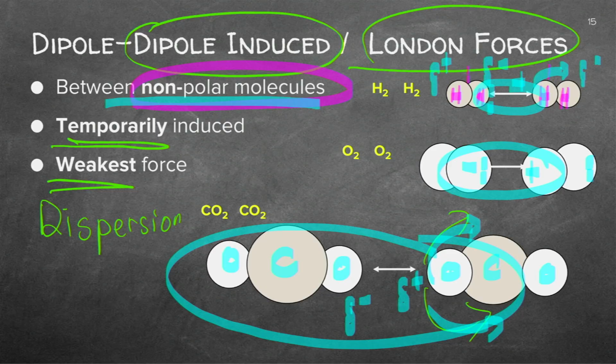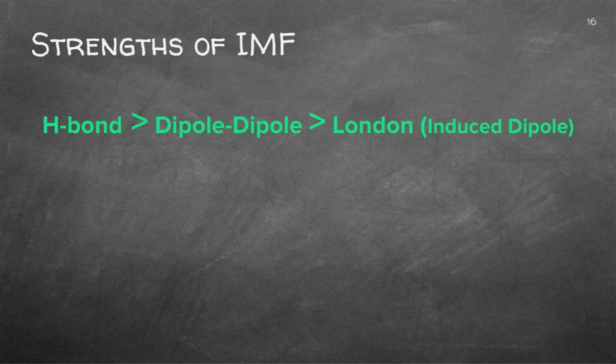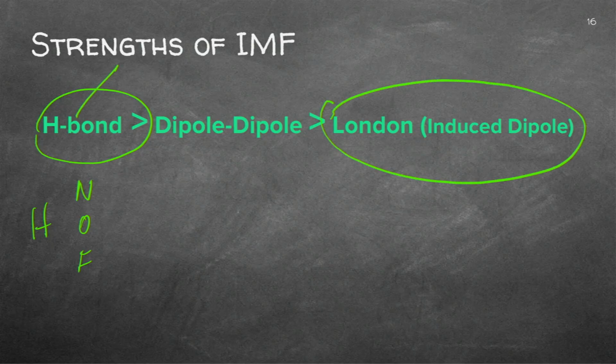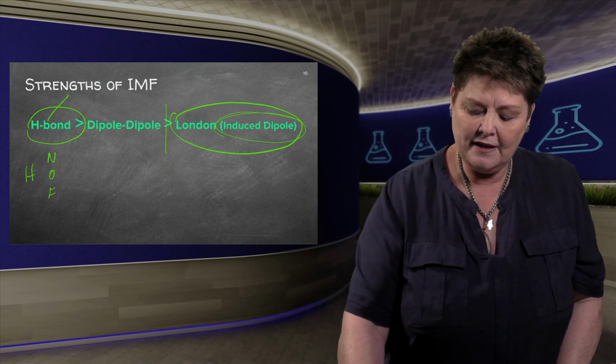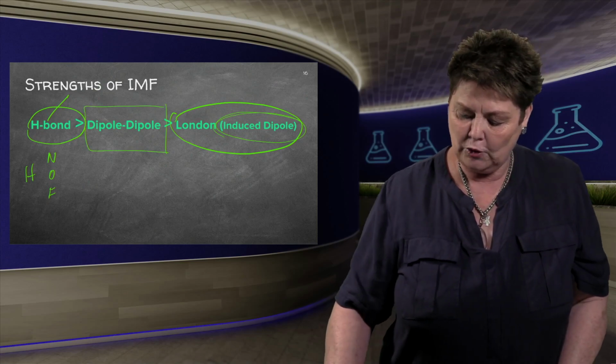So what do you have to know? You've got to know, I've got a hydrogen bond, NOF, with hydrogen. It's the strongest bond. The weakest bond is the one we just discussed, London or induced dipole. And the examiners like the word, and it's actually the more correct word, induced dipole. And then in the middle, we've got the dipole-dipole.